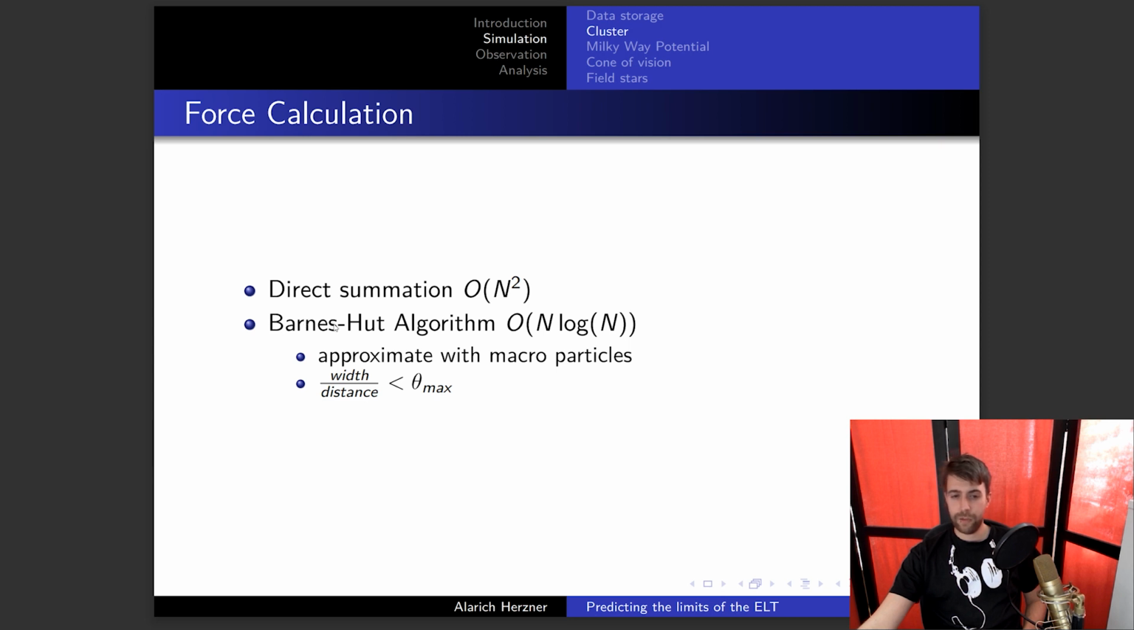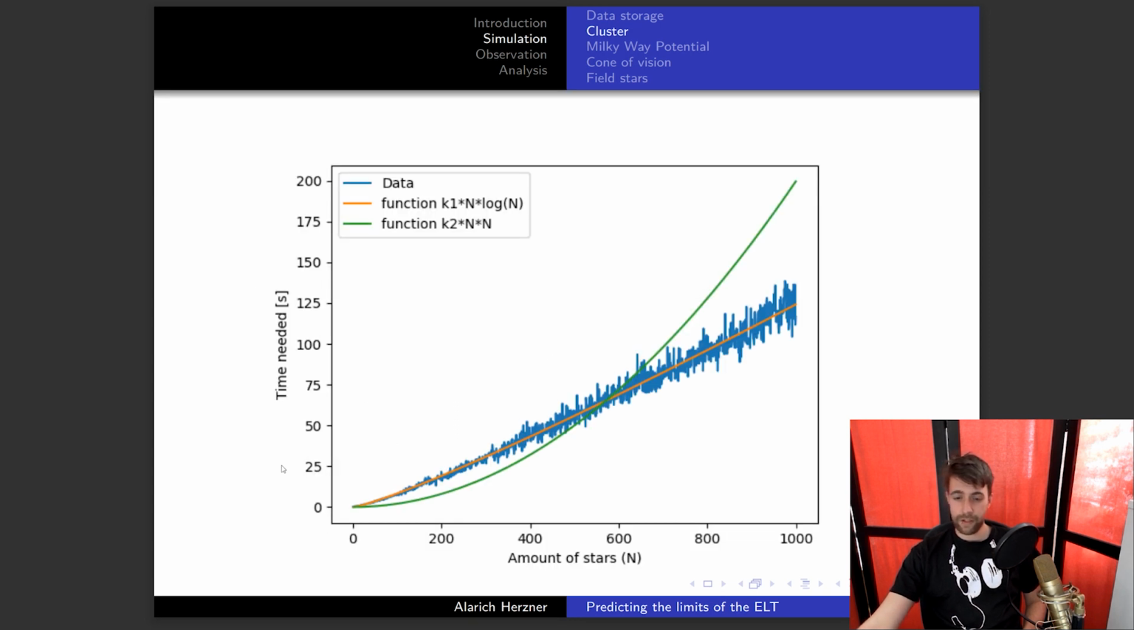So the algorithm is way faster when it comes to computing the force between all the cluster stars. And here we can see a comparison. This is my implementation. Here in blue, you see the data resulting from my simulations for a different number of cluster stars, and the time required. Of course it still goes up with the number of stars, the time needed for the force calculation does increase, but it only increases with n log n, not with n squared. Here in green, you can see n squared, and that would be way worse.